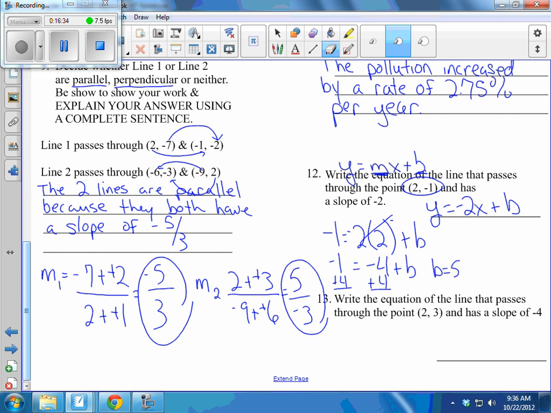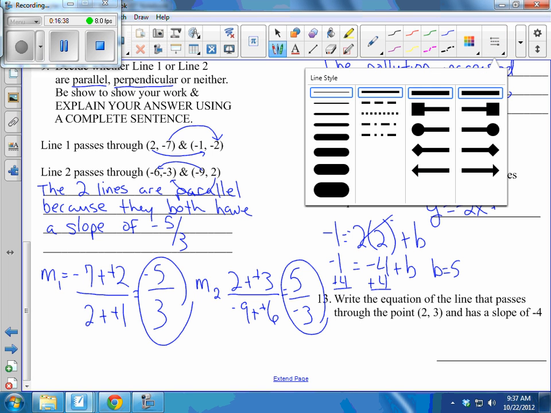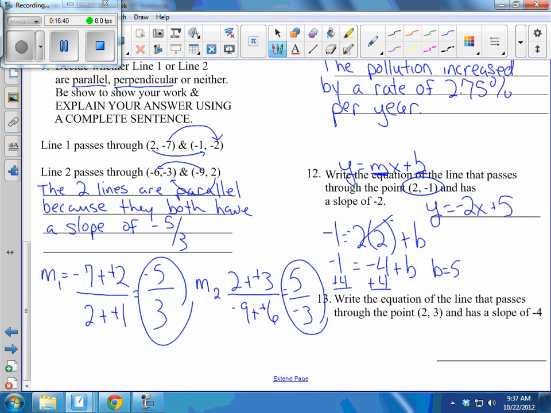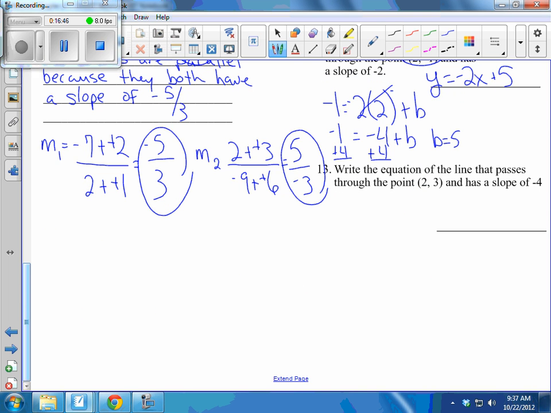And now I can go to my answer over here, and I can write down that b is going to be worth 5. Okay? So 13 is going to be the exact same way. What I need to do is come up with my equation, and they already told me the slope, so there's half my answer, y equals -4x. And I'm going to figure out what that b is by taking the x and y they gave me and put it into this equation right here. So in for y goes 3, and then I have -4 times x, which is 2.